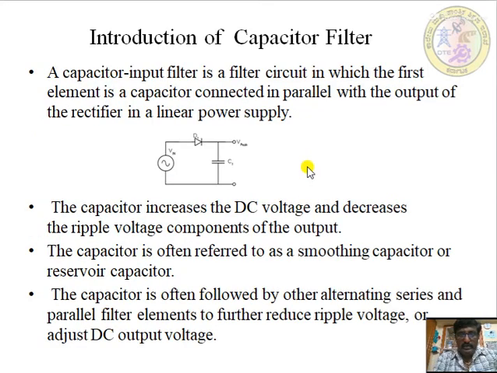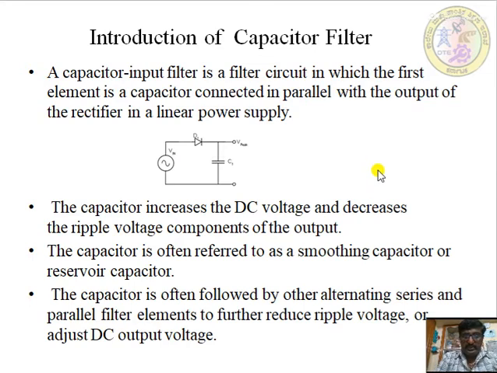Next, introduction of a capacitor filter. A capacitor input filter is a filter circuit in which the first element, the capacitor, is connected in parallel with the output of the rectifier in a linear power supply. See here, the capacitor is placed parallel to the voltage source, in parallel with the output of the rectifier in the linear power supply.